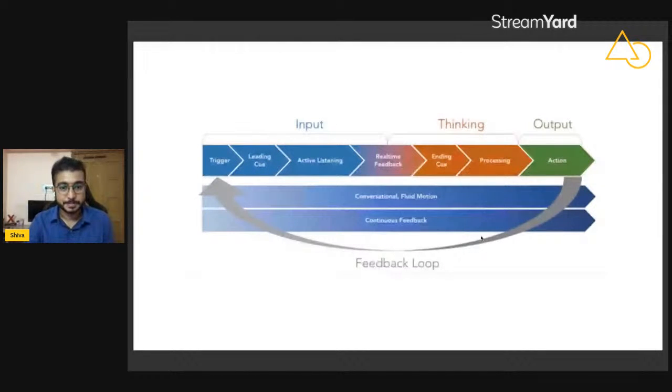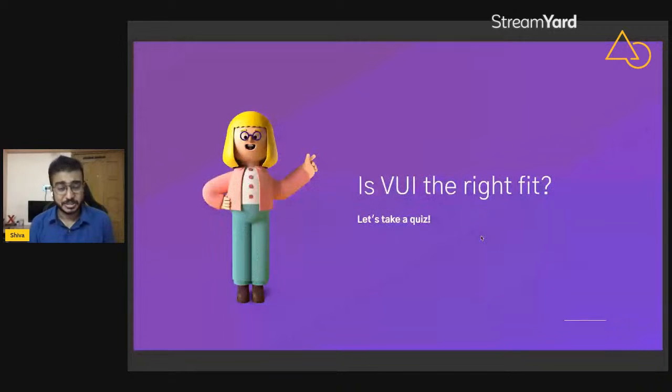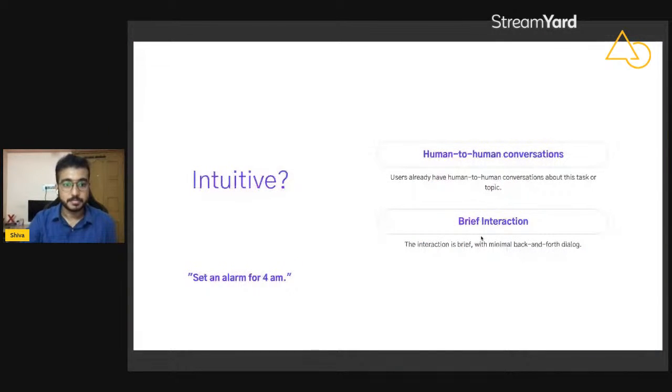I get this question from many people: how do we know whether we can use VUI in the application that we are designing? The question is tough to answer, and it depends from context to context. But there is a certain checklist. If the problem statement you are working on satisfies those checklists, VUI should be good enough for your situation. This checklist is provided by Google.